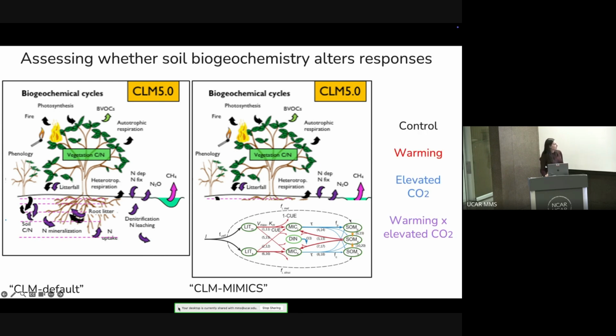So we'll have those 2 models. We'll run them under a control scenario, which we'll use for calibration, and then we'll run them under warming, elevated CO2, and the interaction.